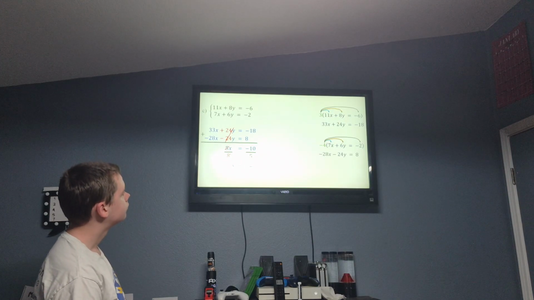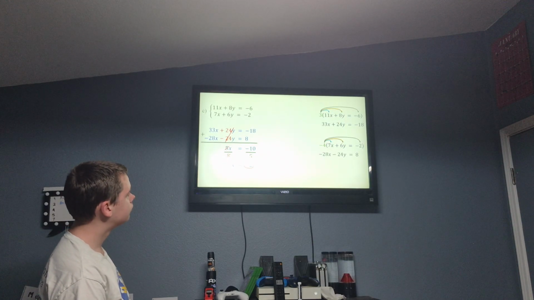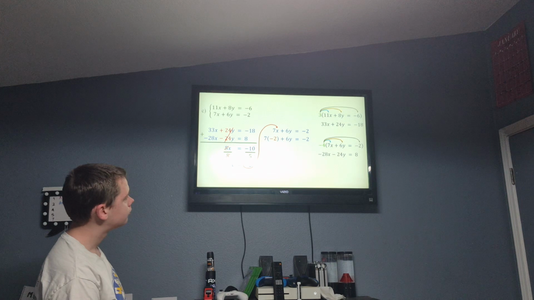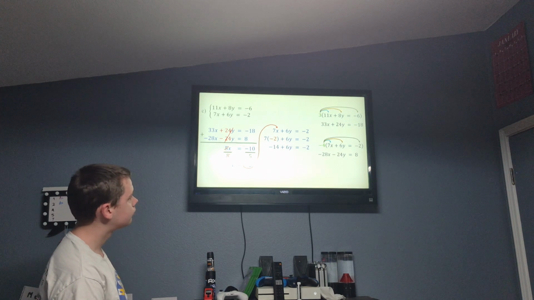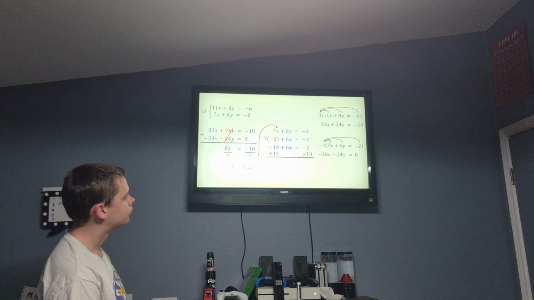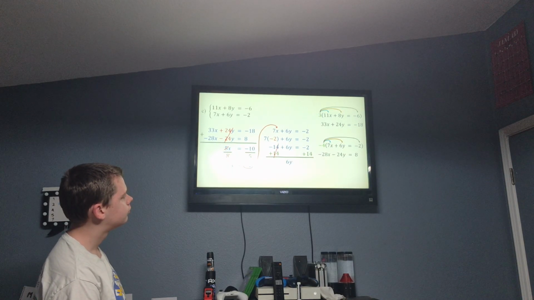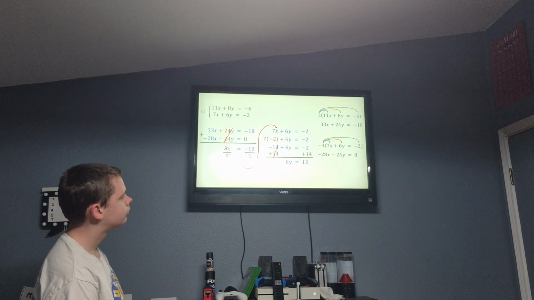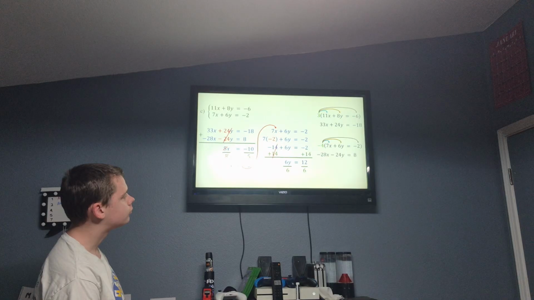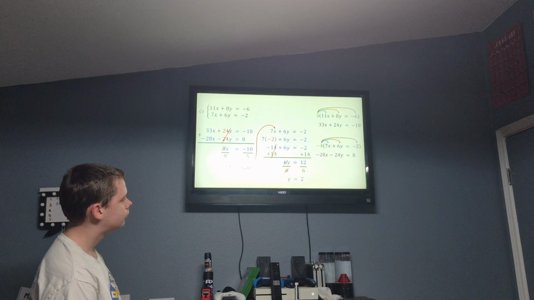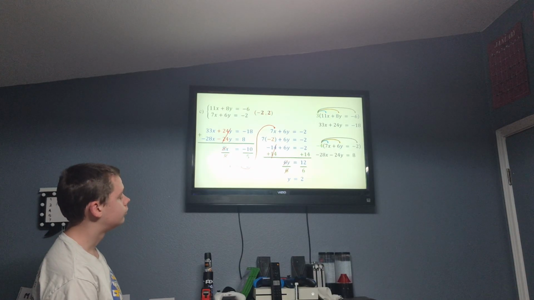Next, calculate the value of y by substituting this value of x into one of the original equations. Let's use the second equation. Replace x with negative 2. 7 times negative 2 is negative 14. Then, add 14 to both sides of the equation. On the left side, these cancel out, leaving us with 6y. On the right side, negative 2 plus 14 equals 12. Now, isolate y by dividing both sides by 6. So, y equals 2. As an ordered pair, you can write the solution as negative 2, 2.